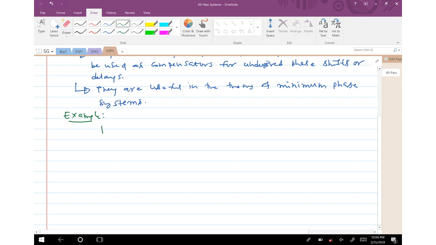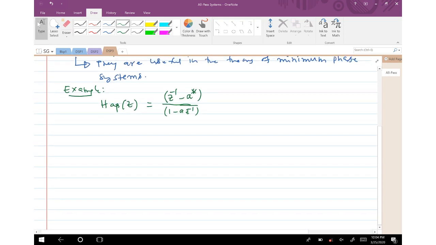Let's take one specific example of the transfer function having a pole at 1 minus a into z inverse. If you have a pole at a, this is how we were writing. Now for this to be an AllPass system, its numerator should be z inverse minus a conjugate. Let's spend some time with this example to further understand it in more detail.